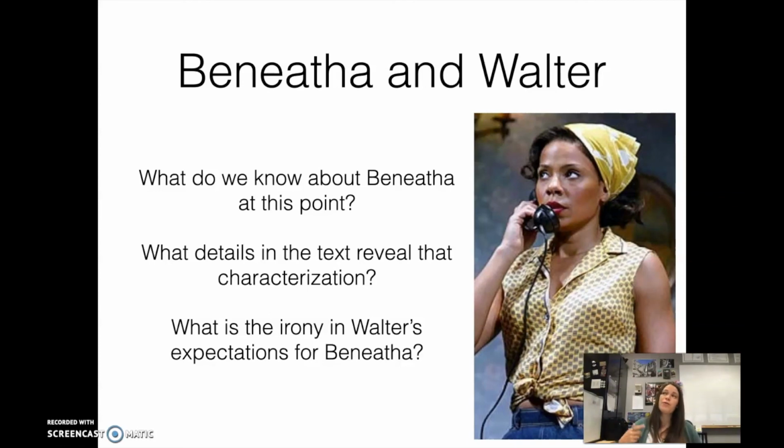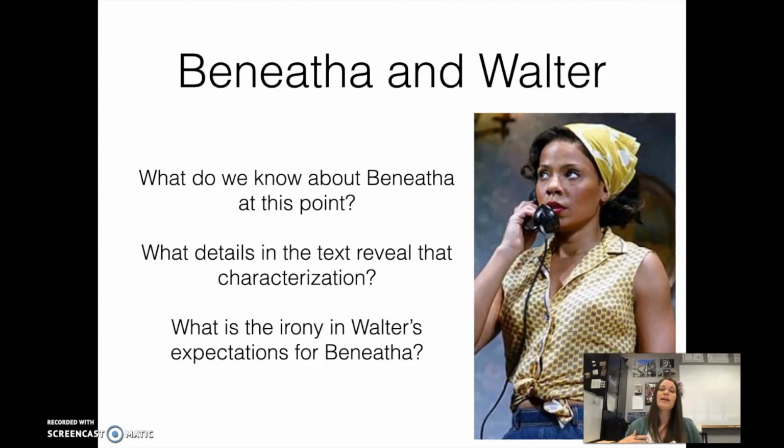When Walter tries to make her feel bad about kind of the burden that her dreams have placed on the family, she says, "What do you want from me, brother? That I quit school and just drop dead? What?" So she is unapologetic about the fact that she has dreams and she wants to fulfill them and she's working hard towards them. The irony in Walter's expectations for Beneatha is that he expects support for his dreams from Ruth, a woman, but he won't support a woman's dream, Beneatha's, right?